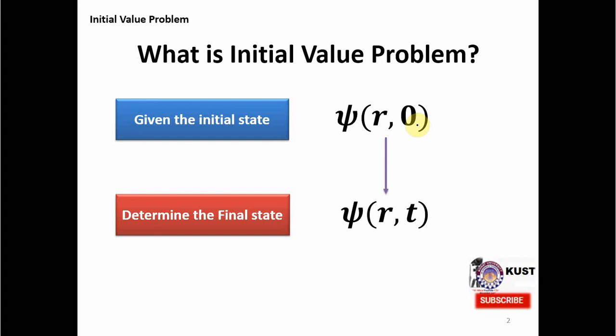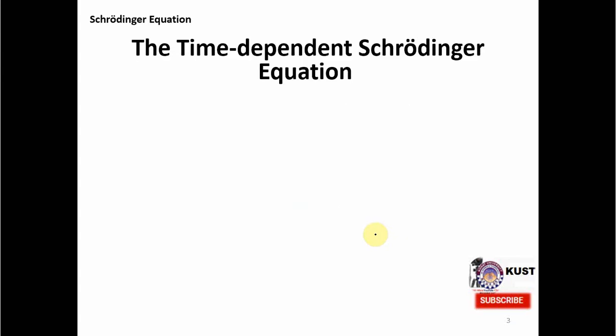This t equal to 0 we have taken for simplicity, otherwise you can take any time and call it t equal to 0, or call it the initial value. Now if this initial value is known to us, then how can we find this psi(r,t), which is the value at some later point? This we will do with the help of the time dependent Schrödinger equation.